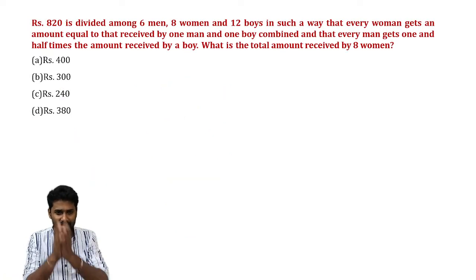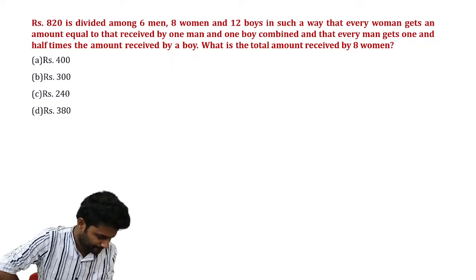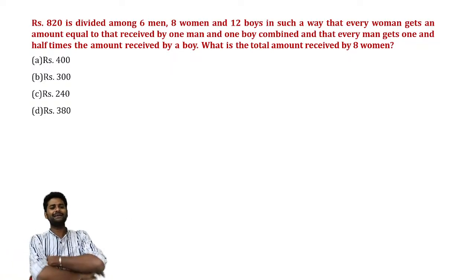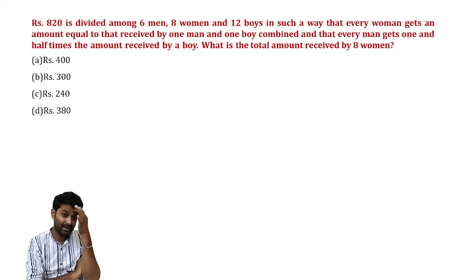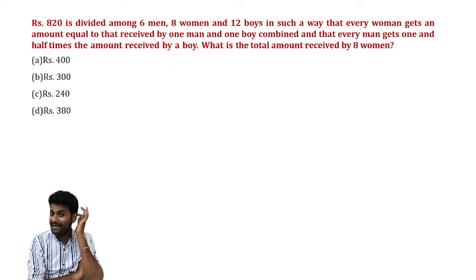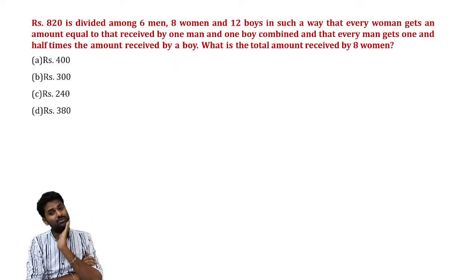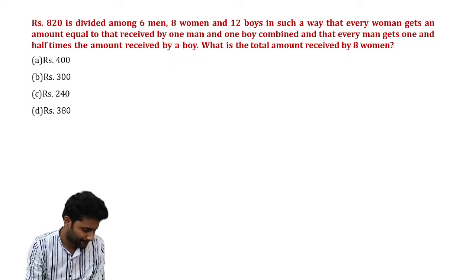Let's understand this question. Now, 820 is divided among 6 men, 8 women, and 12 boys in such a way that every woman gets an amount equal to that received by one man and one boy combined, and every man gets one and a half times the amount received by a boy. Then what is the total amount received by 8 women? So answer this question.